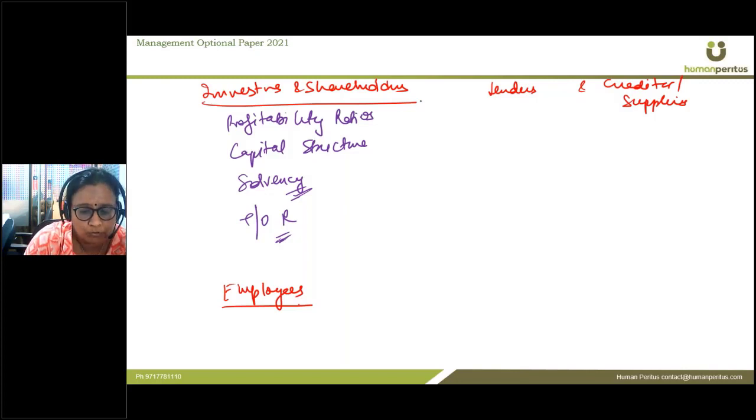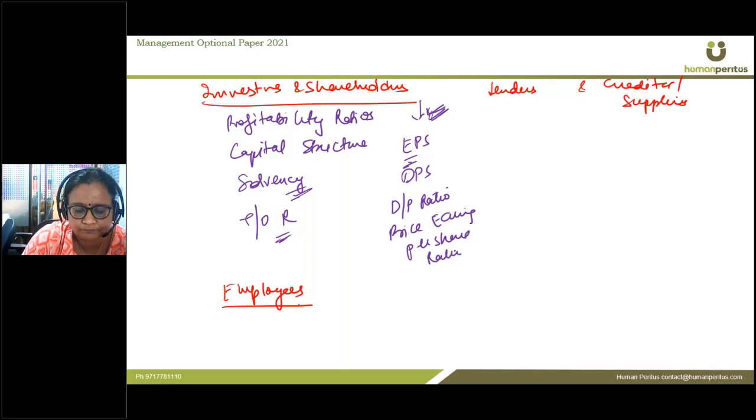Okay. And more particularly shareholders, if I am talking about shareholders, they are, of course, interested in all the profitability ratios, and also particularly in knowing earning per share, dividend per share, or dividend payout ratio also, right? And price earning per share ratio is also relevant to shareholders. Okay. Coming on to lenders, if I'm talking about the lenders' perspective, all the coverage ratios.